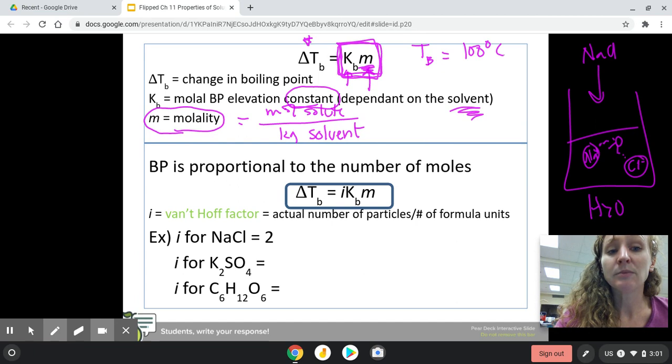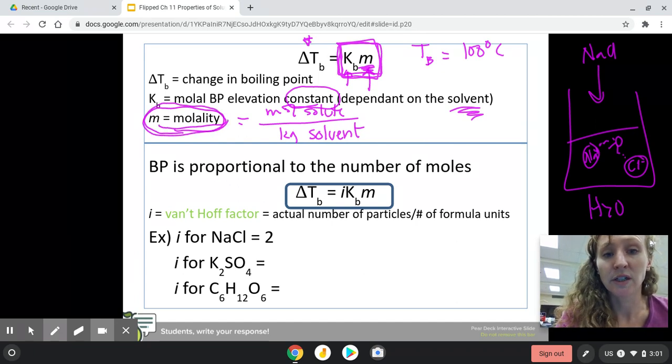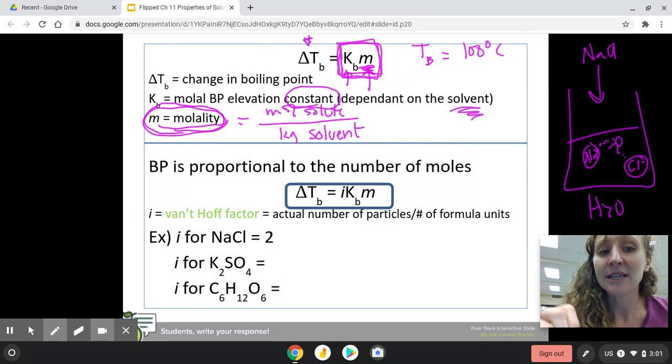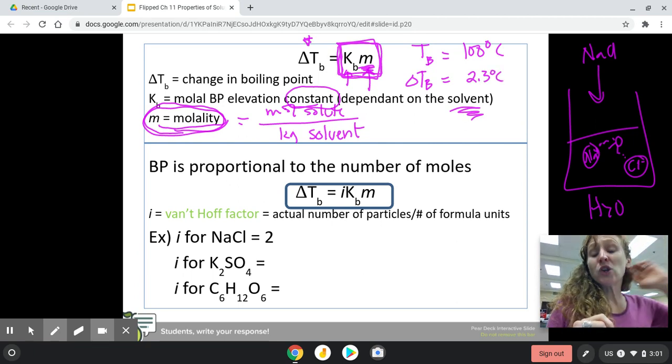Well, if you take the molality of your solution, so moles of your salt over kilograms of water, you multiply it by this K factor, the molal boiling point elevation constant that you look up in a book. And it's going to give you the change in boiling point. Notice it's not going to give you a new boiling point. It's going to give you a change. And let's say that change is 2.3 degrees Celsius. So what is your new boiling point?